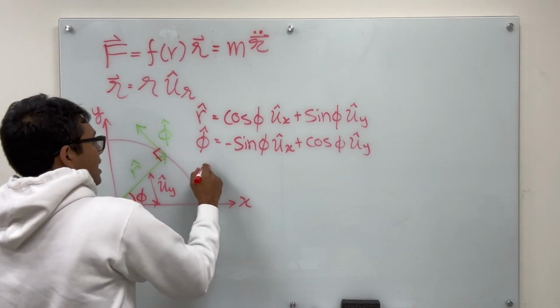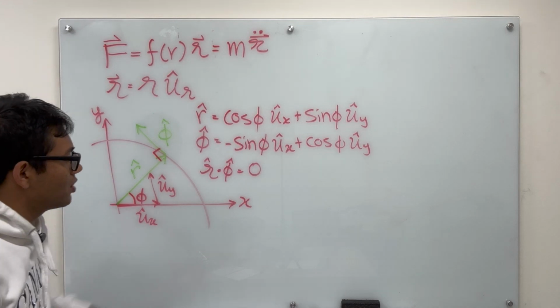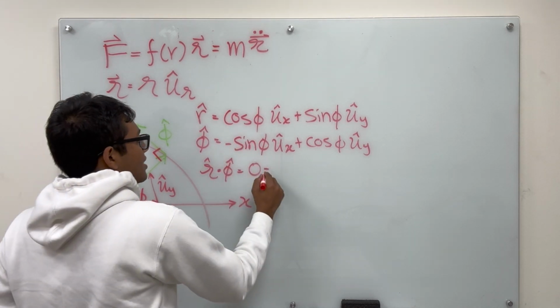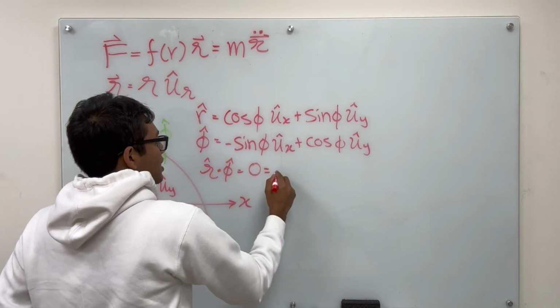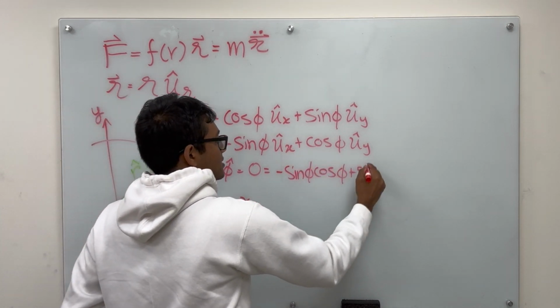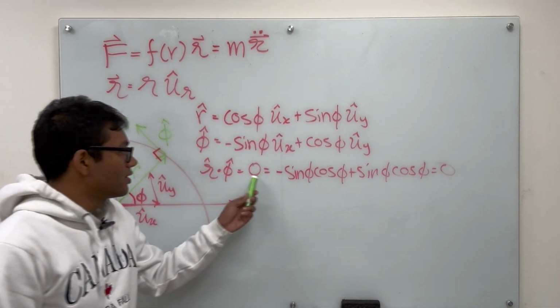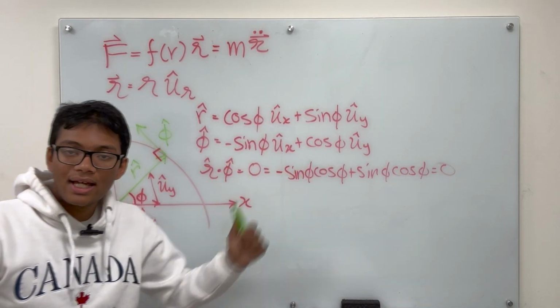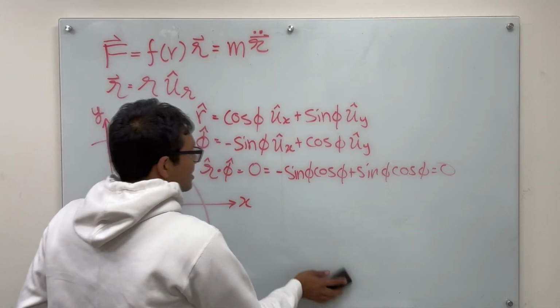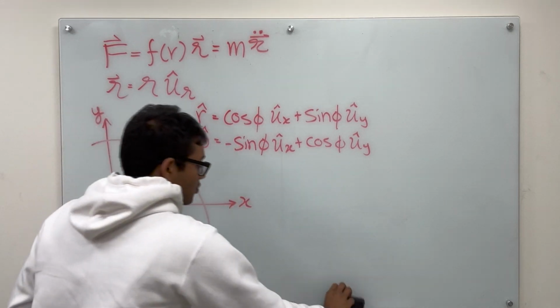Not quite, actually. I did that so that when I take the dot product of r and phi, I better get 0 because they're orthogonal, right? And in fact, if I do that, I do get that. So I get minus sine phi cosine phi plus sine phi cosine phi, which is manifestly 0. So the reason I knew that phi hat was going to be written like this is simply because I demanded that the dot product of these two orthogonal unit vectors be 0.